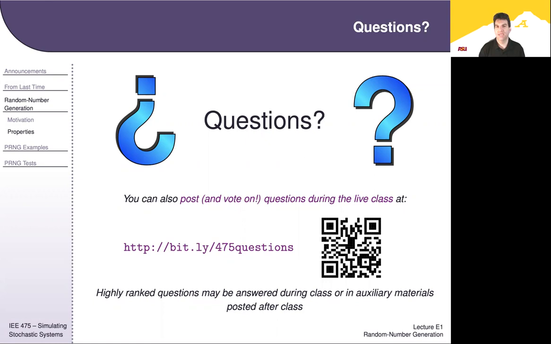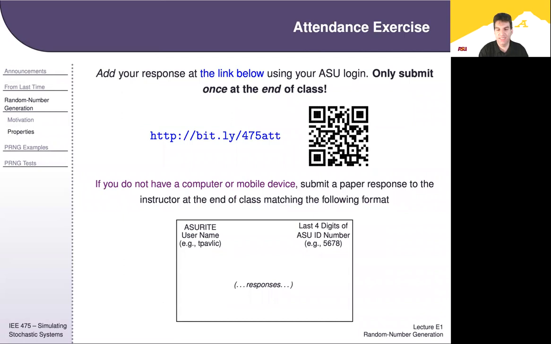Now, I do want to stop and do a little attendance exercise. Again, I'll put the attendance exercise link in the chat for those following the chat on the Zoom Cloud stream. The question here is, what are the two most important properties of a PRNG, a pseudo-random number generator? So what are the two things you should immediately think about? Put those down. That's your next attendance question.